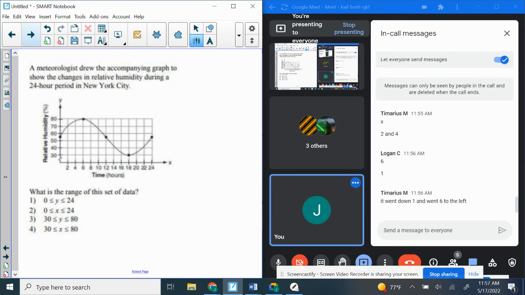All right, what is the range of this data? Looking at these numbers on this chart, remember again, like you just said, domain is x, so range is going to be y. Range is your y values. Domain is left and right, so we know that range is going to be up and down. So what's the lowest number it uses on the y-axis, and what is the highest number it uses on the y-axis?